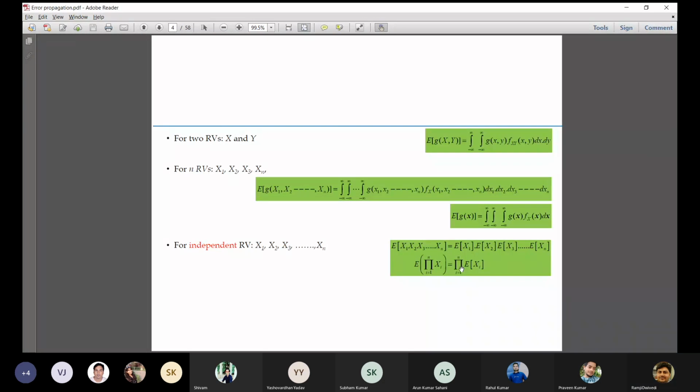So for n random variables, which is x1, x2, x3, and xn, similarly we can repeat it down just like we have written for the first case. Okay, so I hope it is now very much clear for n random variables what we are doing.